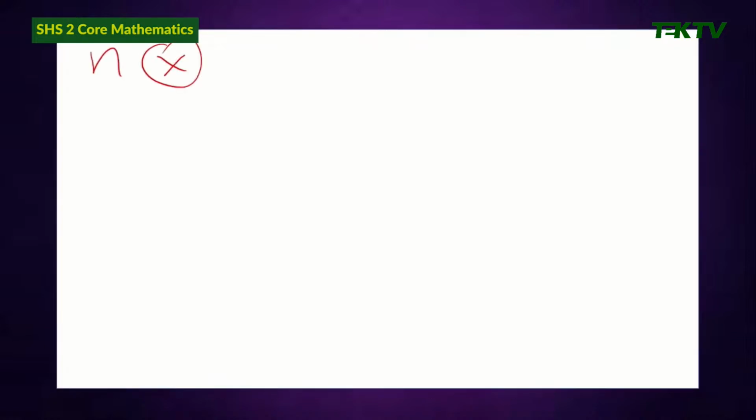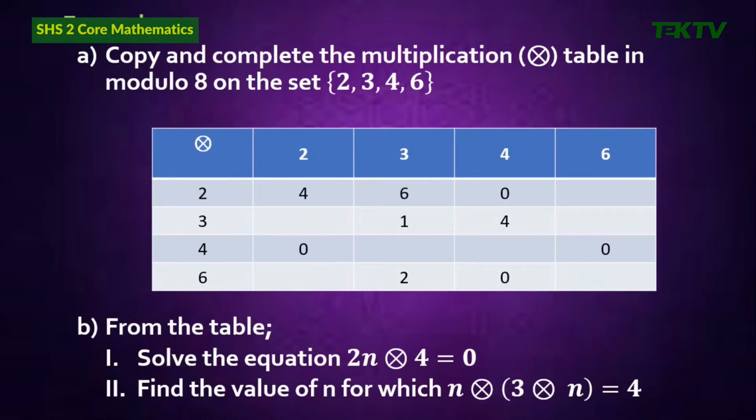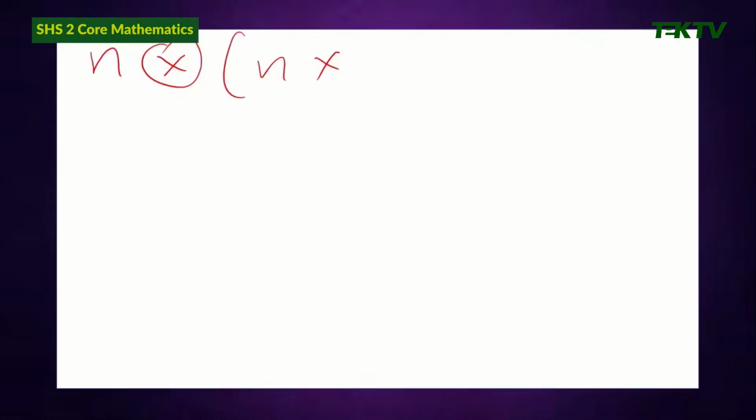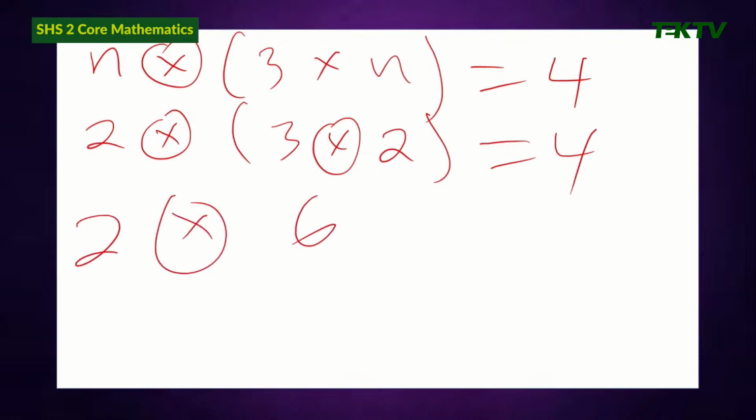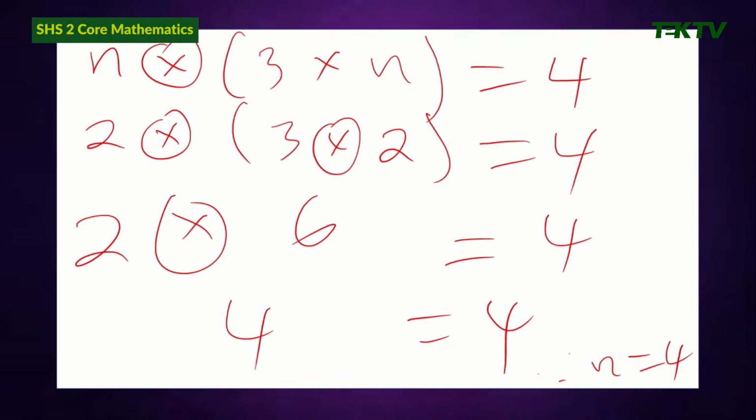n times, into bracket, 3 times n equals 4. Okay, let's test with 2 in place of n. 2 times 3 times 2. Is it the same as 4? 3 times 2 is 6. And 2 times 6 is 4. So you see this time the left hand side is equal to the right hand side. You write, therefore, n is equal to 2. You have that in mind.